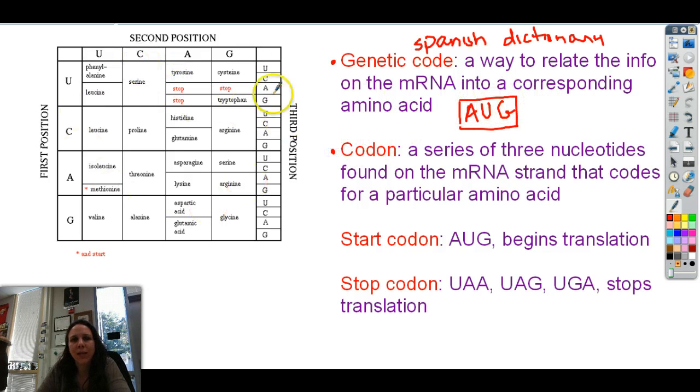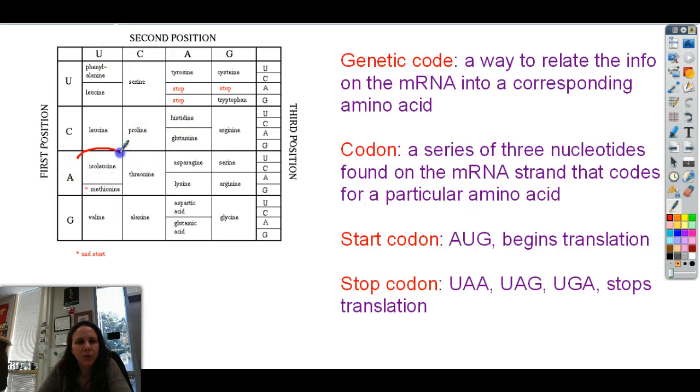And this is how I read those codons. I start with the very first one, A, so I go over to the first one, A. The second one is U, so I look up here, U. And the third one is G, over here is the third position. Now you can see that these two intersect here and here. So this box right here.